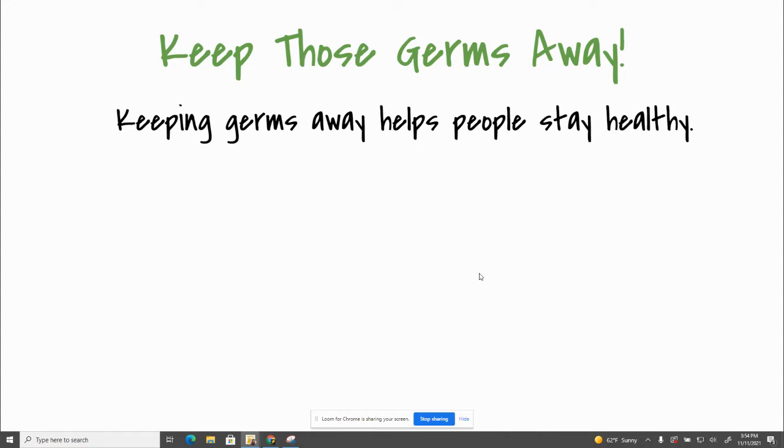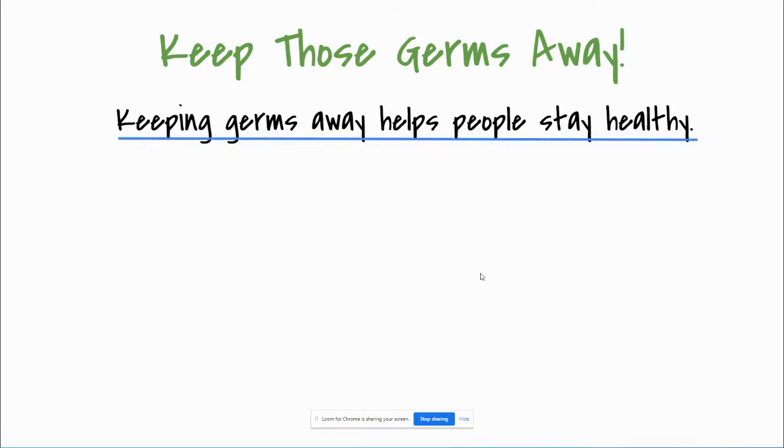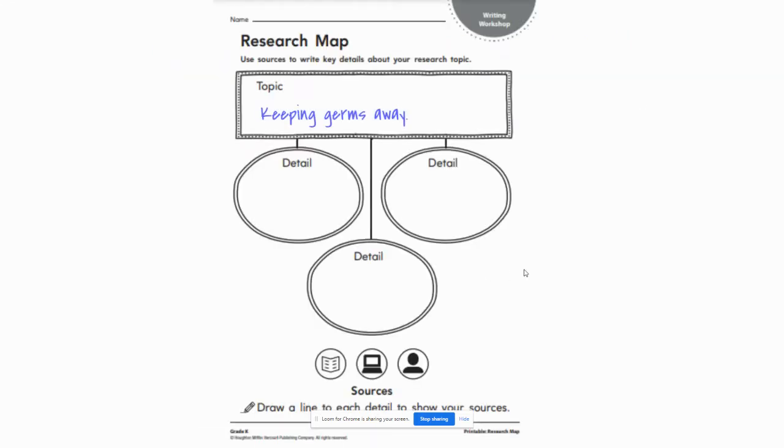Now, on day three, we created a map with our details. Now, our topic sentence, keeping germs away, is that very first sentence. Now we need to make sentences that use our details. How many sentences do you think I might need to include three details? You're right. I need at least three. I'm going to have a sentence for this detail, a sentence for this one, and a sentence here.